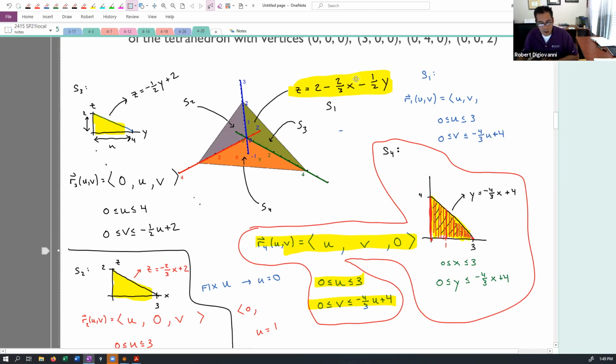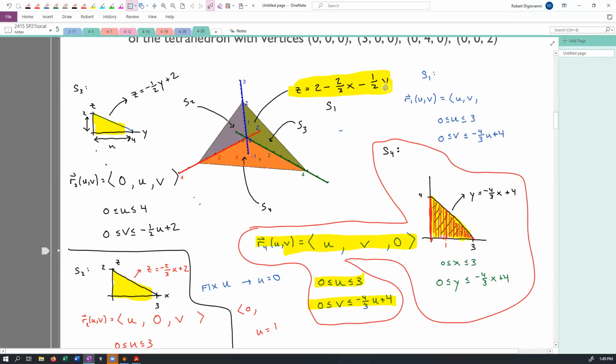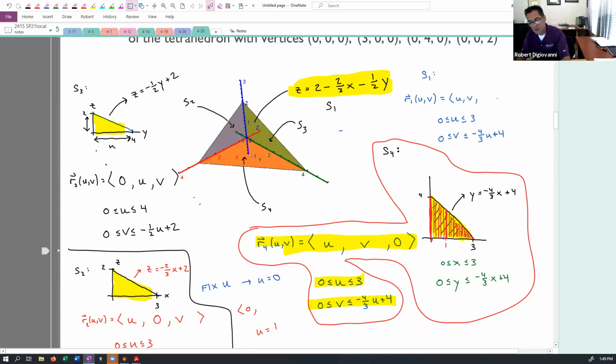It needs to satisfy the equation of this plane, and the equation of this plane is 2 minus 2/3 x minus 1/2 y. But for us, what is drawing x for us? U. And what's drawing y? V. Okay, so then this is just going to become 2 minus 2/3 u, and then minus 1/2 v. Oh, there it is.